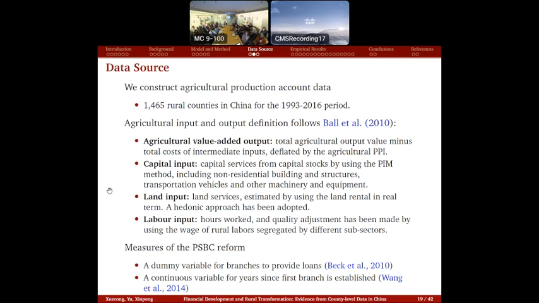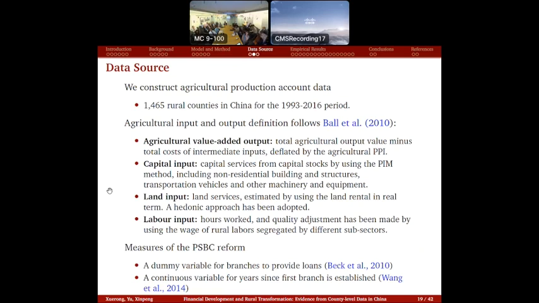The agricultural value added output is the total output minus the total cost of intermediate inputs, and we deflate it by the agricultural producer price index. For the capital inputs, we refer to capital services by using the PIM method and include these 3 components. For the land input, we refer to the land service, which is also adjusted to real terms, and we adopt a hedonic approach to do this. For the labor inputs, we refer to the hours worked, and we adjust it by using the quality adjustment.